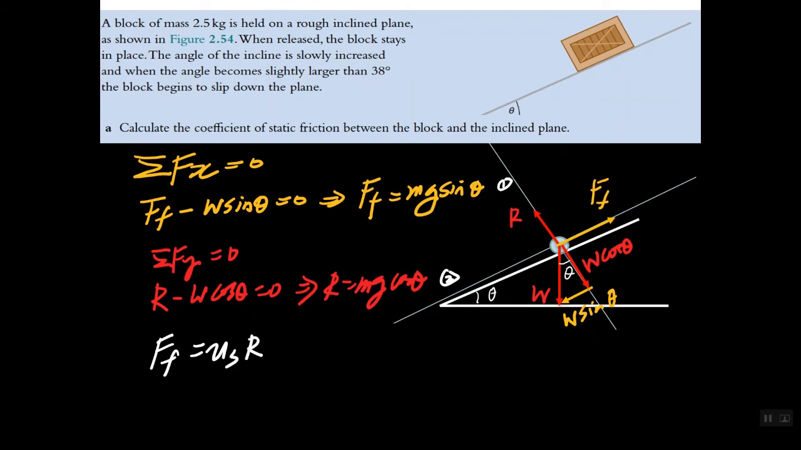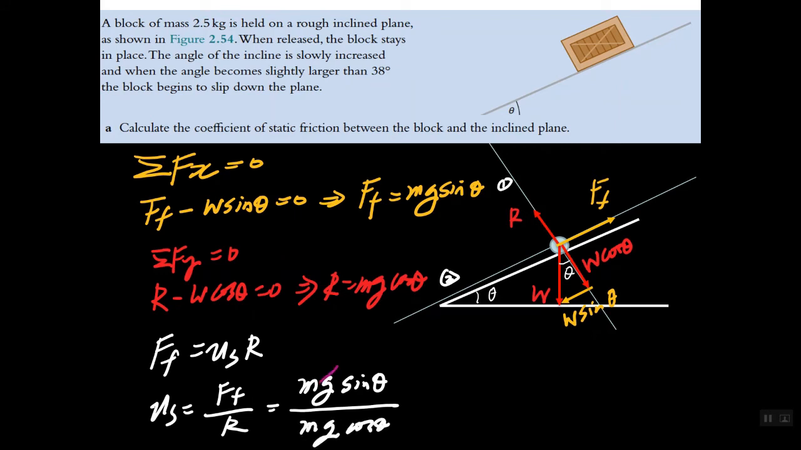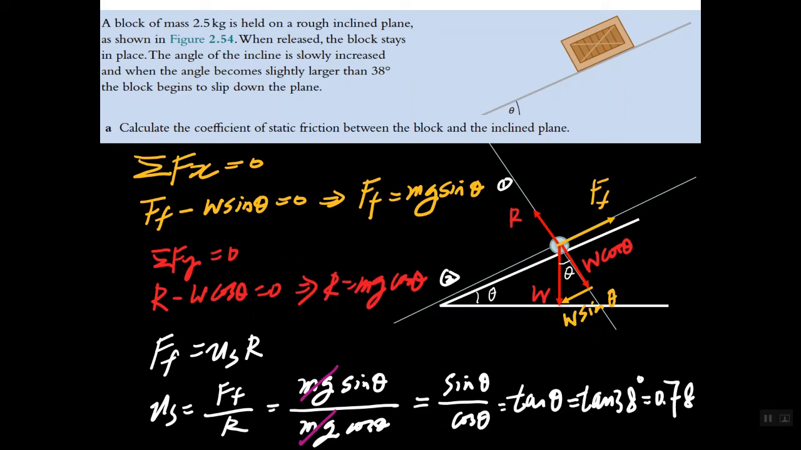As the block is about to slide, the friction is the maximum static friction, and the maximum static friction equals the coefficient of static friction times R. And the question is asking the coefficient of static friction, which equals friction force divided by R. That is equation 1 divided by equation 2. The mg's cancel out. That gives us sine theta over cosine theta, which is tan theta. The angle is 38 degrees. Tan 38 degrees equals 0.78. So the coefficient of static friction between the block and inclined plane is 0.78.